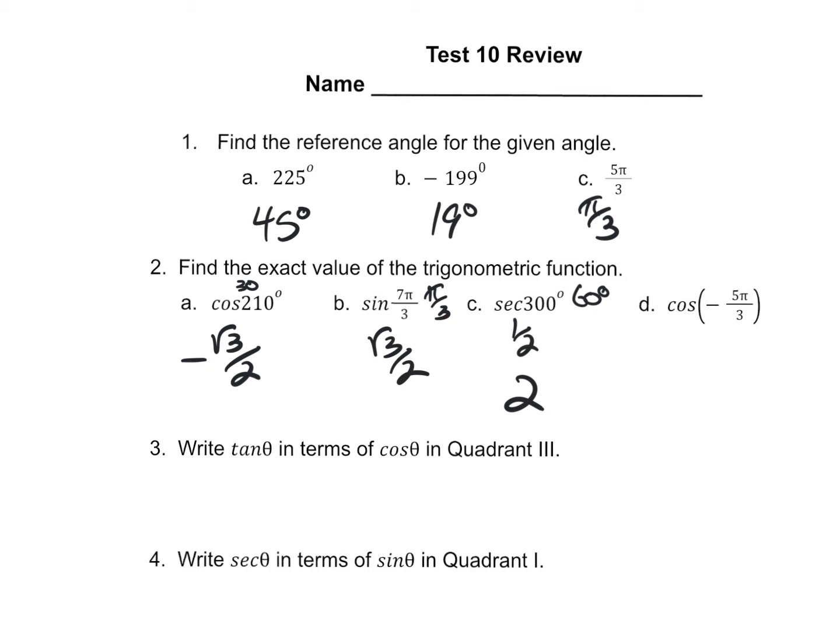And part D, cosine negative 5 power 3. Act like it's just power 3 first. Cosine of power 3 is, of course, 1/2. And then negative 5 power 3 puts you in quadrant 1. Cosine is positive in quadrant 1, so it's positive.